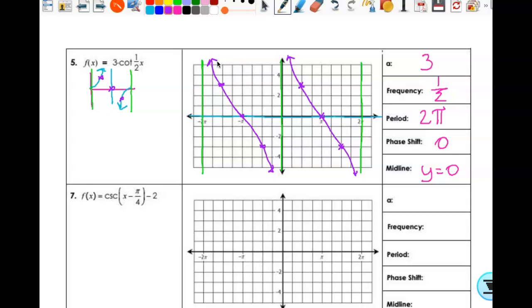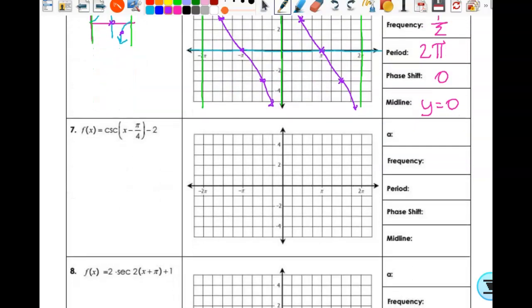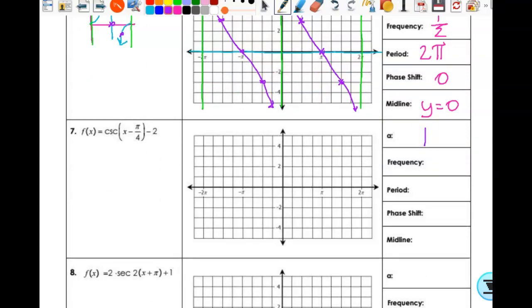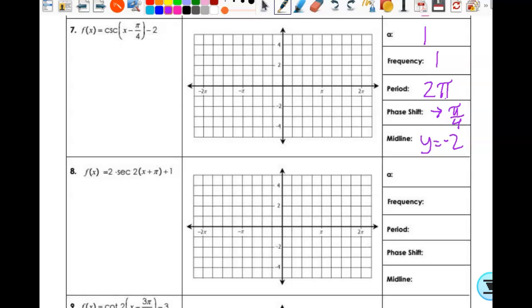What is A in number 7? 1. Frequency is 1, so the period is 2 pi. Phase shift, I do what? Right, okay, sorry, I'm going to go the right pi fourths. Midline is at y equals -2. All right. Cosecant is the reciprocal of what? Sine. So I'm going to sketch in myself a little sine and then sketch in my midline.